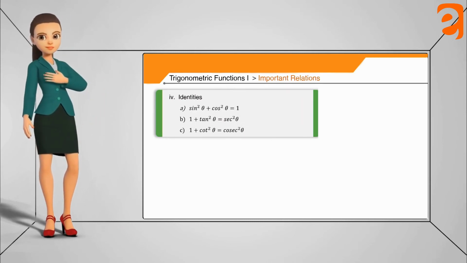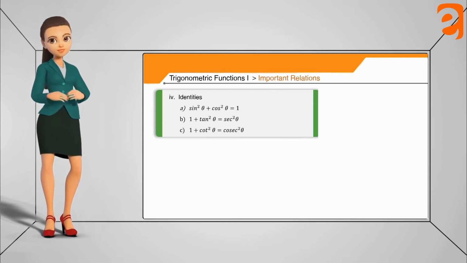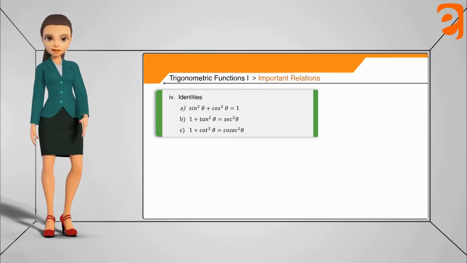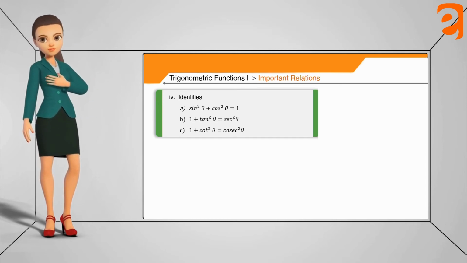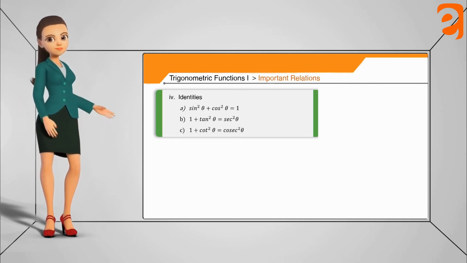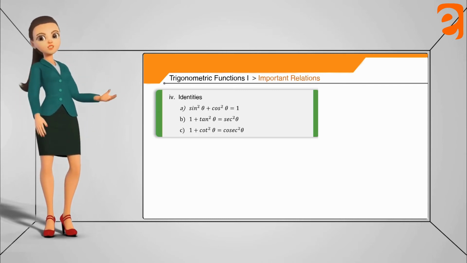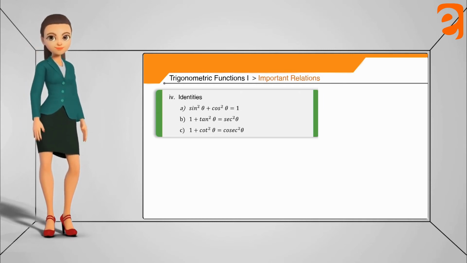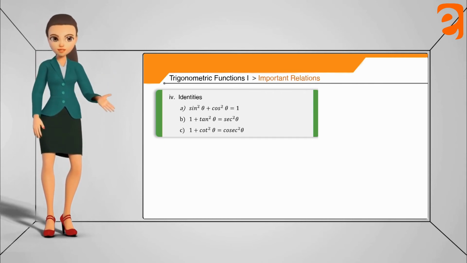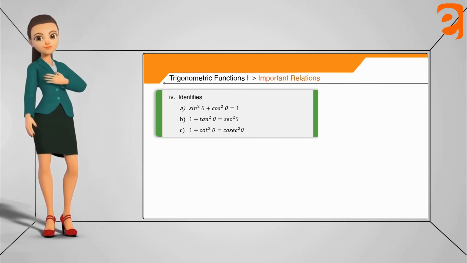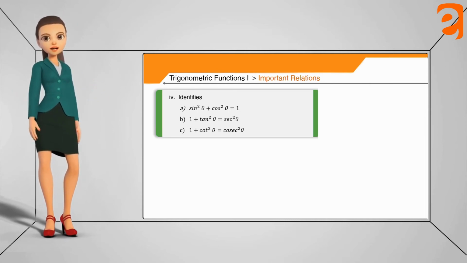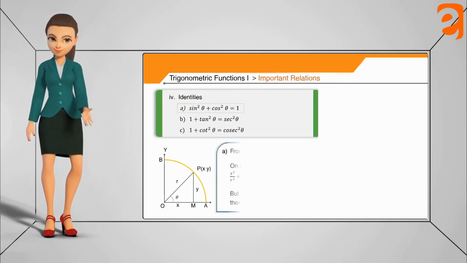Now let's try to understand these 3 important identities. They are very important because in problem solving you are always going to make use of these identities to simplify equations. The first statement says that sin square theta plus cos square theta is always equal to 1. The second one is 1 plus tan square theta is equal to secant square theta. And the third says 1 plus cot square theta is equal to cosecant square theta. Let's see all these one by one. So look at this figure.